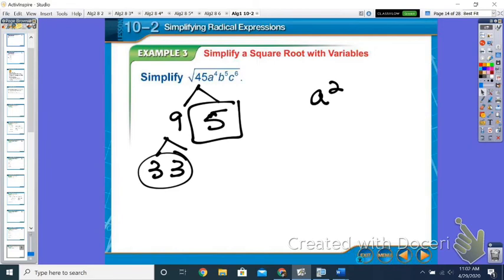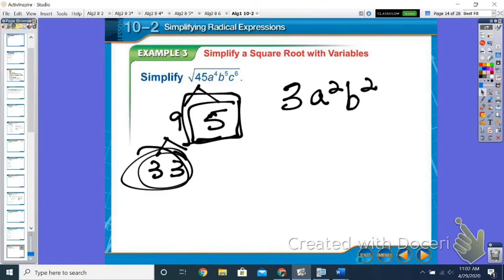So let me start writing our answer. We have these 3's that got paired up, so they're going out. So 3 on the outside. We're eventually going to have a 5 on the inside because of what's in the box right here. So 3a squared, let's look at our b's, right? If I have b to the 5th, another way to think of it is how many groups of 2 do I have in 5? I have 2 groups of 2, right? I have the first 2, I have the second 2, and then the 5th one's by itself. So 2 groups of 2 means I'm looking at b squared on the outside, and then I have to remember that I'm putting 1 inside.